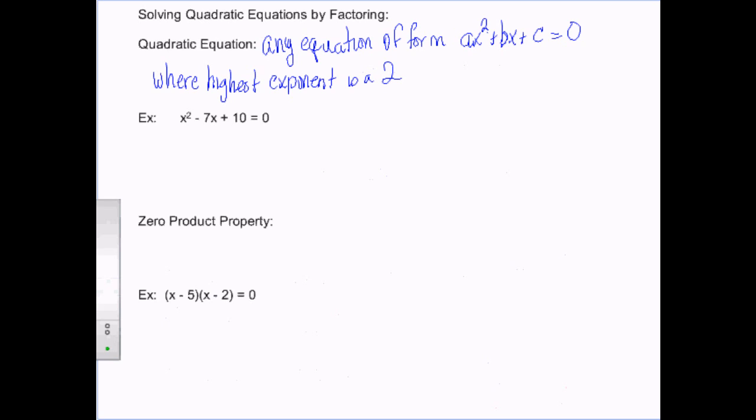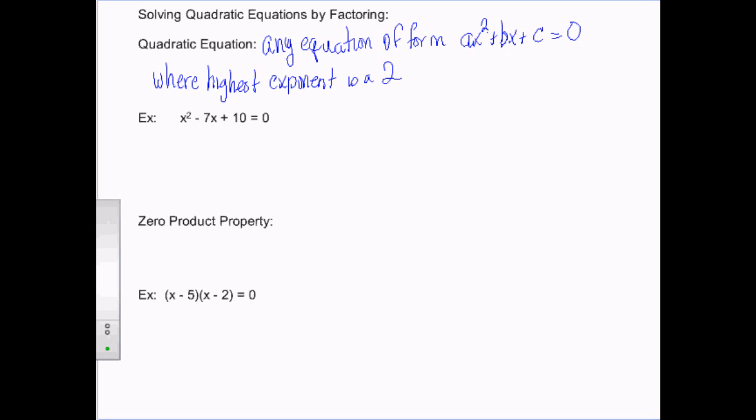Okay, so a quadratic equation can be written ax squared plus bx plus c equals 0, although they won't always be in that format. They can be switched around where you have like ax squared equals bx plus c or something. But you have an ax squared, a bx, and a c, and an equal sign. Highest exponent is a 2. That's a quadratic equation. Here's an example of one.